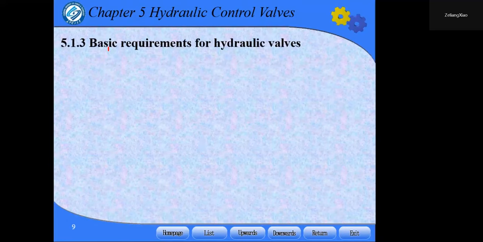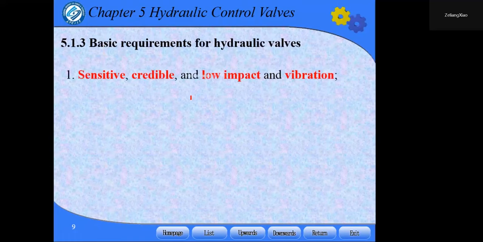We learn something. Basic requirements for hydraulic valves. The first one is that it must be sensitive and reliable, with low impact and low vibration.